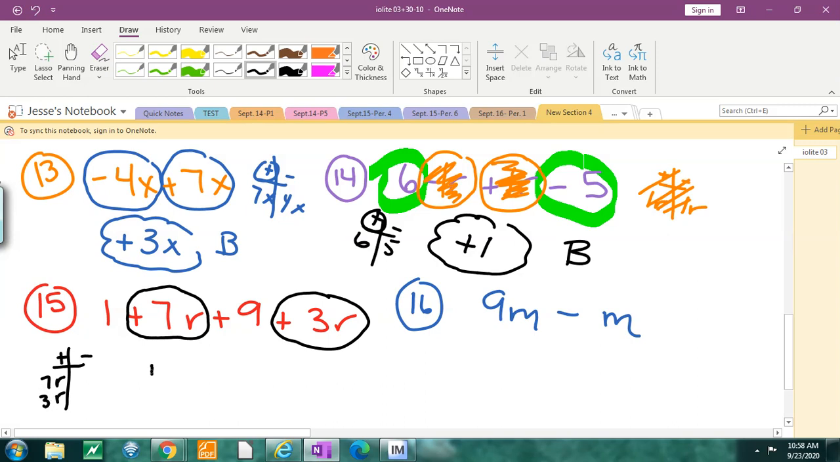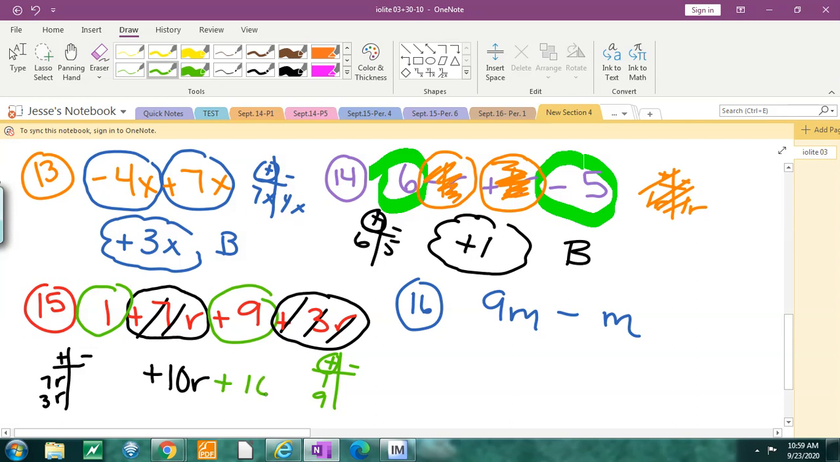Who wins? Positive. How many do they have? 10R. Take it out. Next one. 1 plus 9. Winner's positive 10.